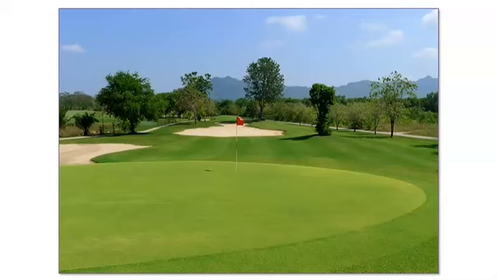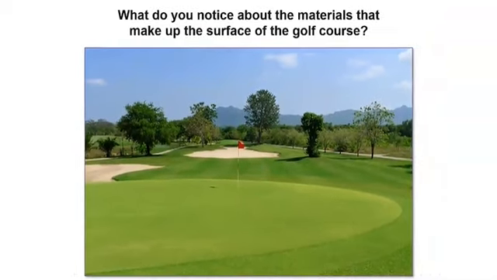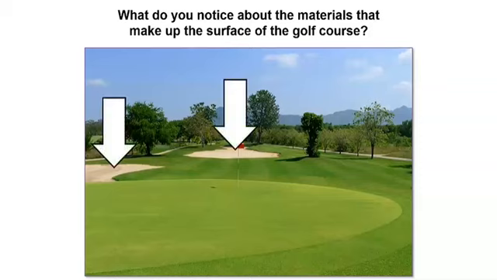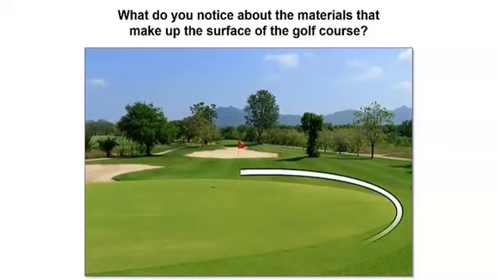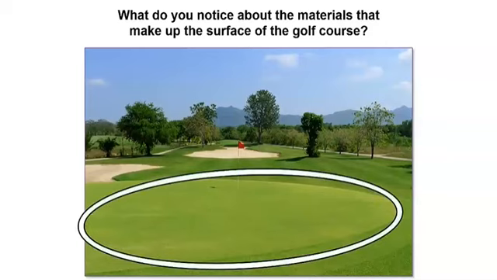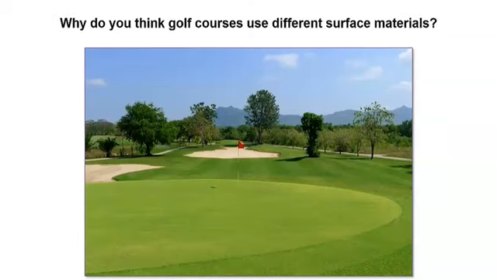Imagine you're outside on a golf course that looks like the one in this photograph. What do you notice about the materials that make up the surface of the golf course? I notice a few different types of materials. I see sandy areas, but I also see a lot of green grass. The grass around the flag looks like it is cut very short, but the grass farther away from the flag looks rougher and thicker. Why do you think golf courses use different surface materials?